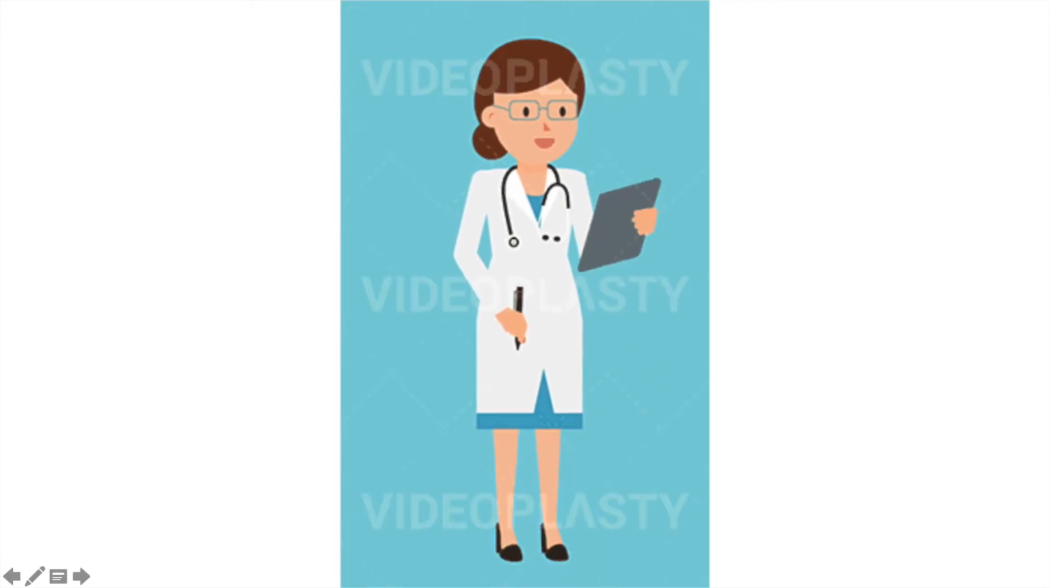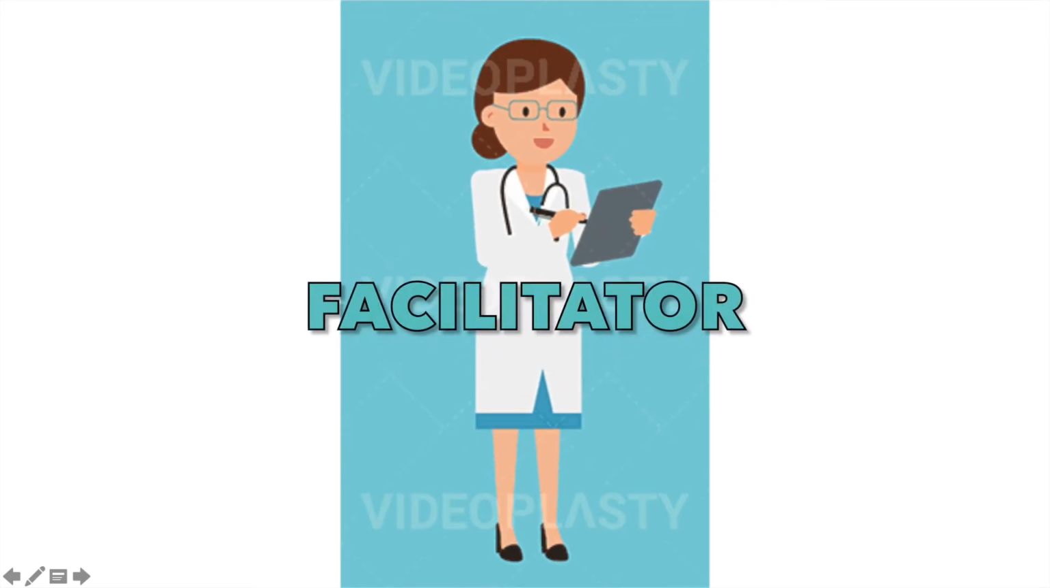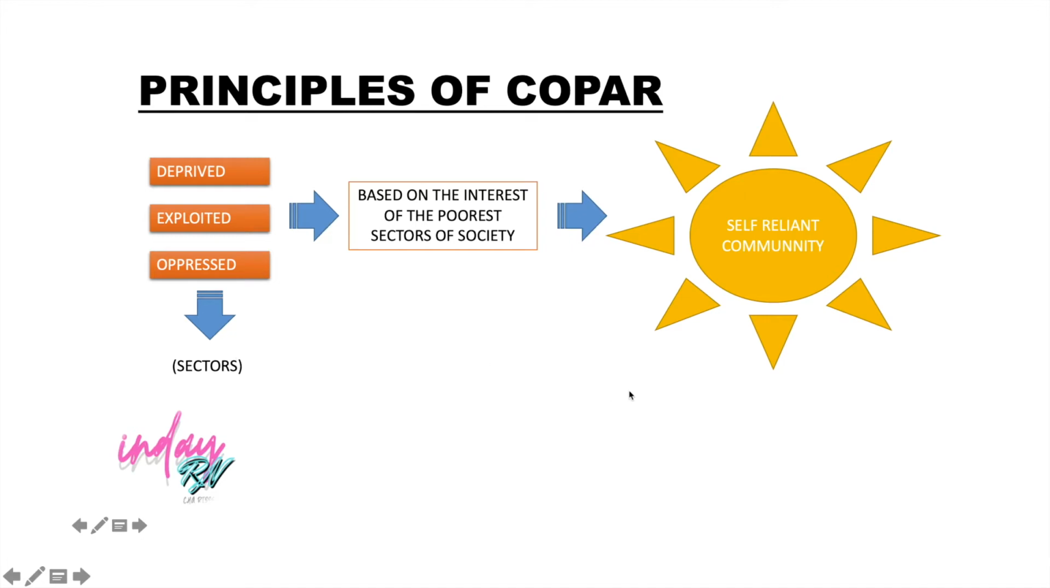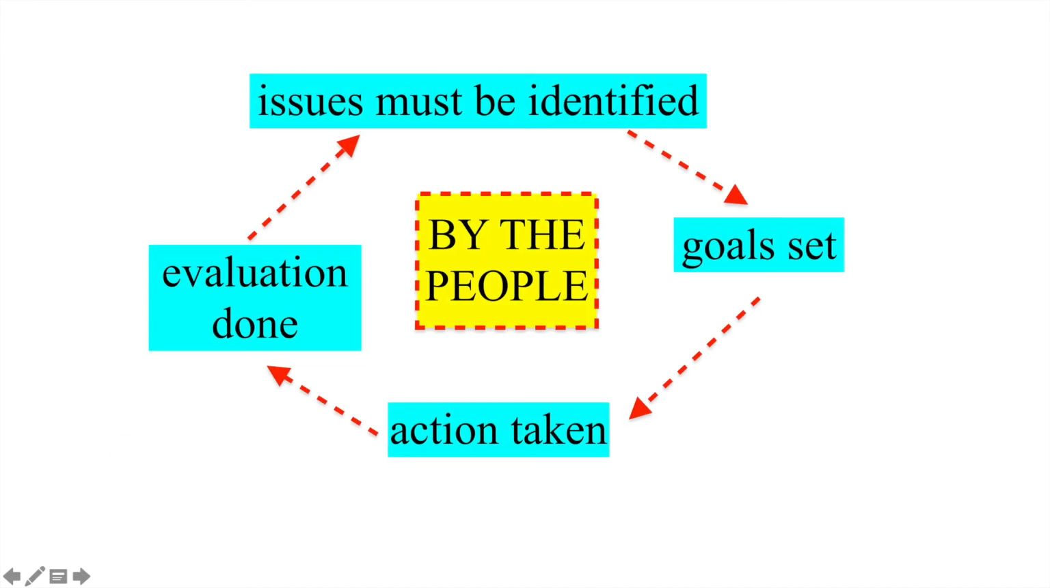As we mentioned in the last video, the nurse in the COPAR process or technique is the facilitator, but the work should be coming from the people involved or the people from the community. And in order for the community to become self-reliant from the problems that they have, they should have the basic interest in helping each other towards their goal. And the evaluation, actions, and setting of goals must be coming from the people.